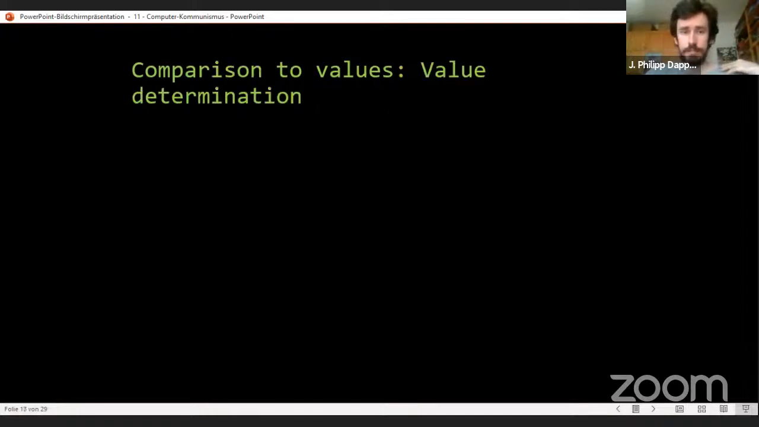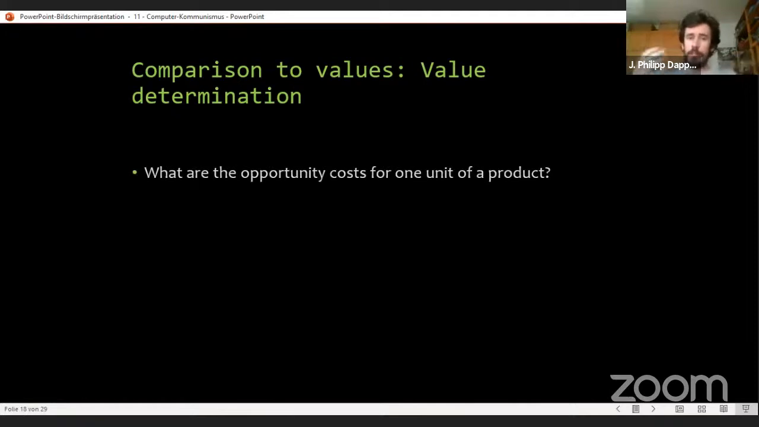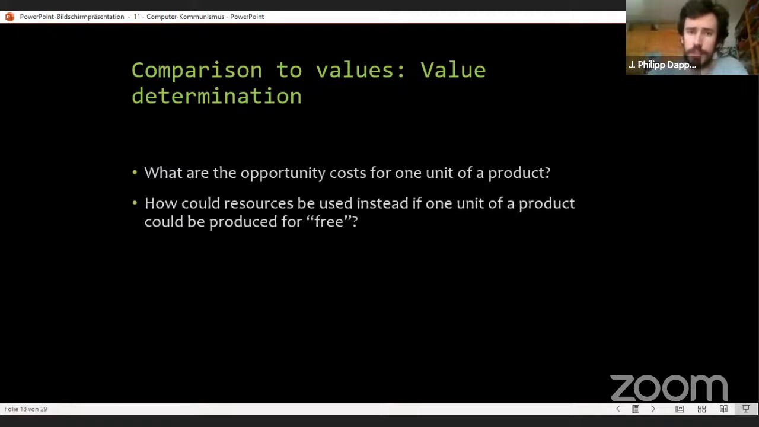And here I've come up with the idea of using opportunity costs for this. So I asked myself the question, what is the opportunity cost for 1 unit of a product? Or another way to put this, opportunity cost means what is being lost. What opportunities are being lost when we consume 1 unit of this product or use resources to produce 1 unit of this product? And the way to also ask this is, how could these resources, which go into making a laptop, be used instead if one laptop or 1 unit of a product could be produced for free without having to use any resources to make it, any labor?